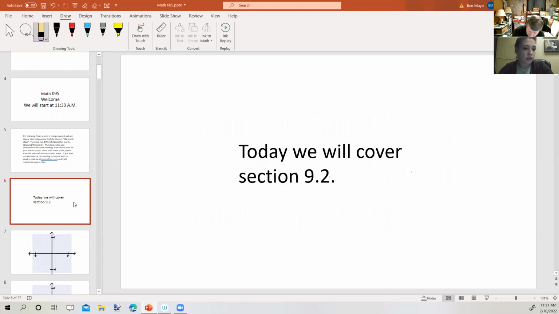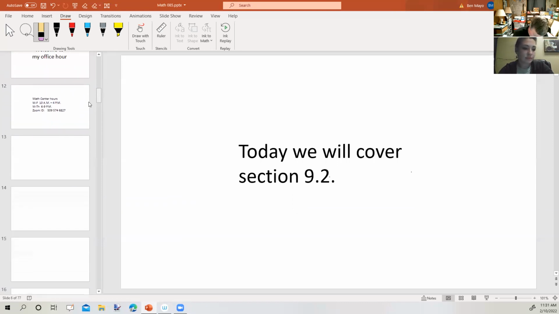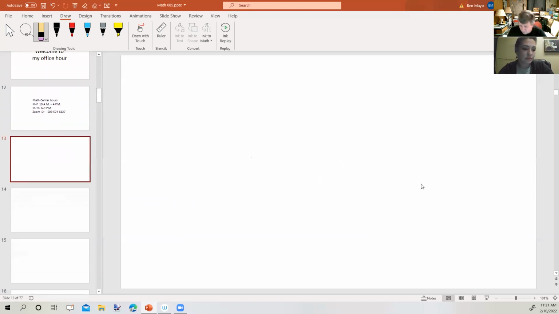All right, so today, we're going to go on to section 9.2. But before we do, I'm actually going to take us back to section 5.2 to review rules to do with properties of exponents.